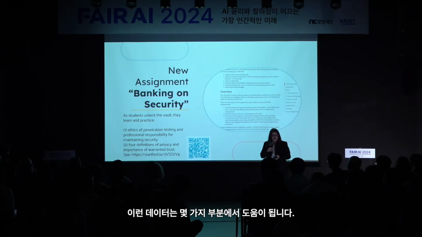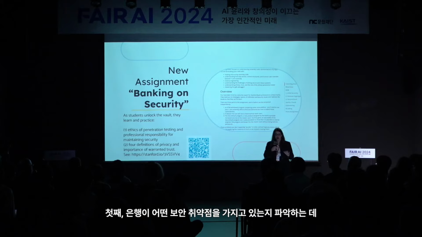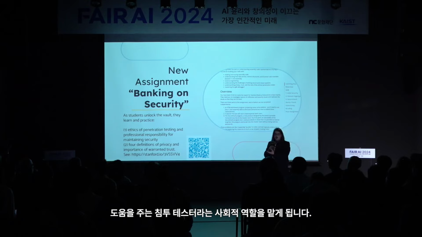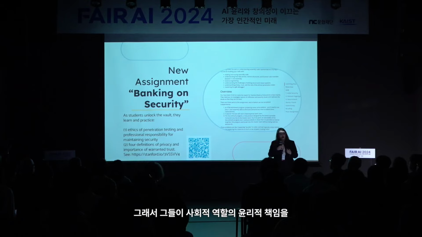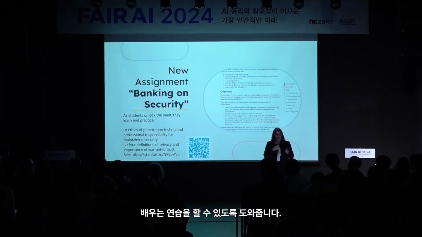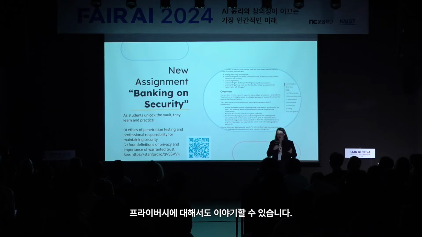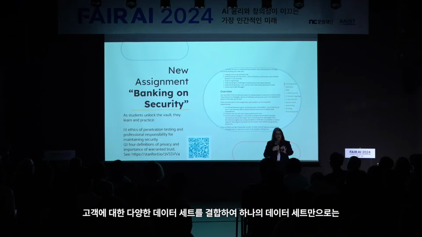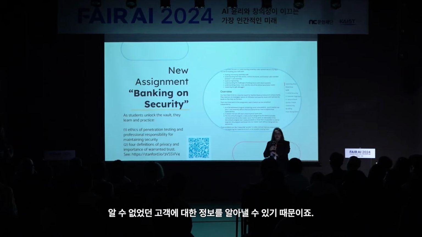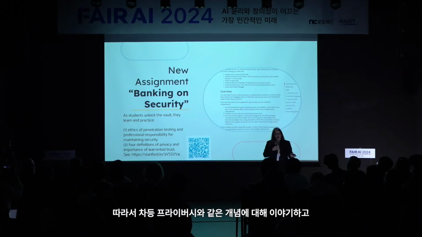And so this lets us help with a couple things. First, they're taking on this social role in this class of the penetration tester, of the person who is trying to help the bank to figure out what security vulnerabilities they might have. And so we get to help them practice, learn the ethical responsibilities of that social role. But also, as they defuse the bomb and get more data, we can talk about privacy, because these different data sets about the customers can be combined to learn things about the customers that you couldn't have learned from any one data set alone. So we can talk about concepts like differential privacy and introduce those skills.